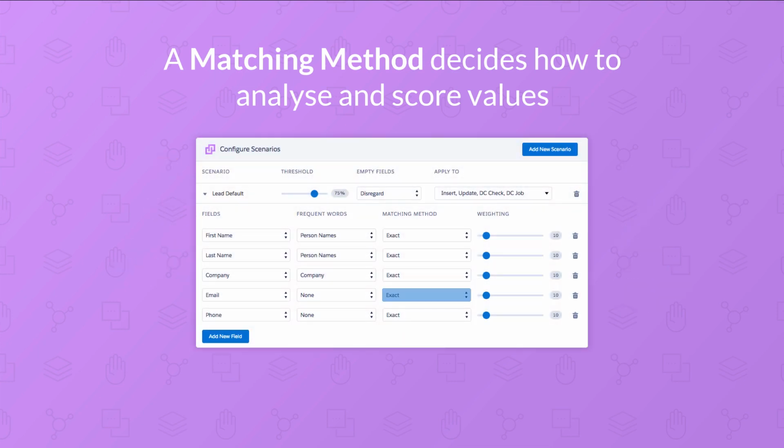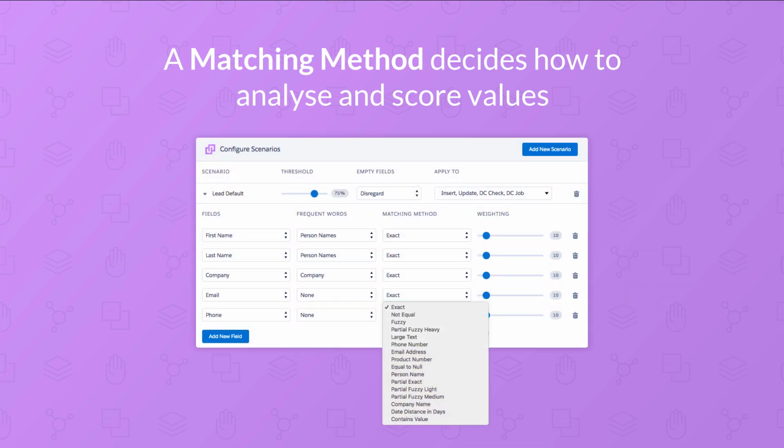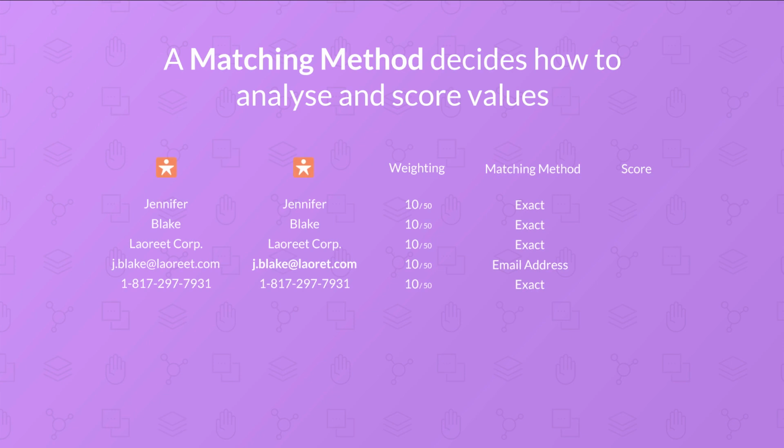By selecting the right matching method, duplicate check is able to compare the values in a more advanced way, better known as fuzzy matching. It allows us to match together values that are similar and get a high matching percentage, even though those values are different. Select the email address matching method for the email address field and see what effect it has on the total matching percentage.